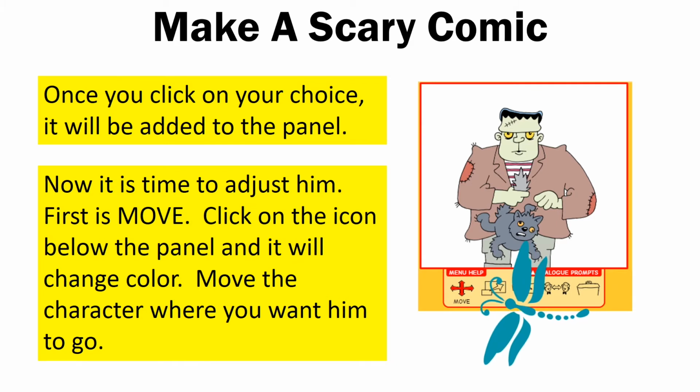Now it is time to adjust him. Right below the panel, there are some different things you can use to adjust the characters in your panel. The first one on the left is Move. Click the icon just below the panel, and it will change color from being kind of washed out into having a color. Then click on the character, and you can move it around and put him where you want him to go. So for this comic, you always click the action first, and then you click the character to move it.